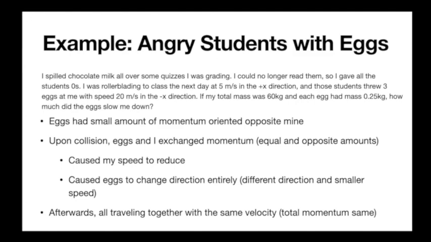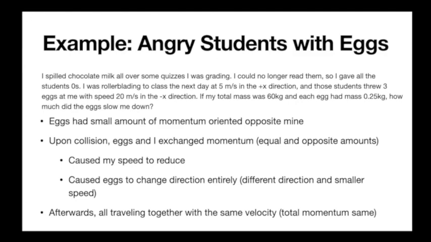So to summarize what we had here, the eggs have a small amount of momentum, and I have a lot of momentum in the opposite direction. We hit each other and exchange some, and as a result, now we all are moving in that initial direction, except a little bit slower, because now there's no object traveling in the negative x direction to take away some of mine, is one way you could think of it. Again, upon collision, we exchange momentum. That caused my speed to reduce and the eggs to change direction, and then afterwards they're traveling all together. So, like I said, the key piece of information is that we know that they stick together.